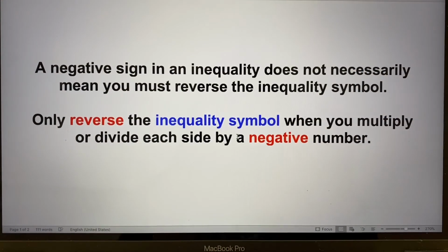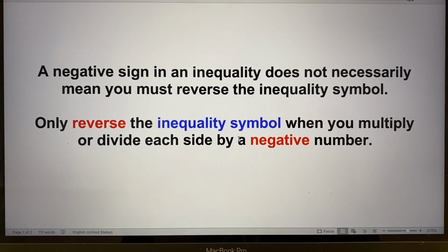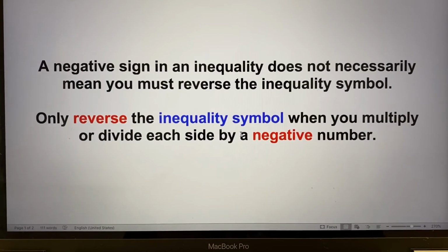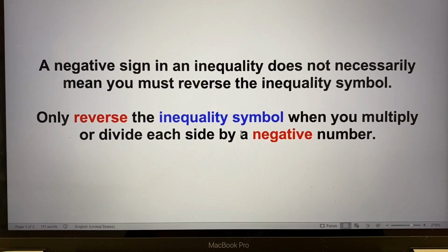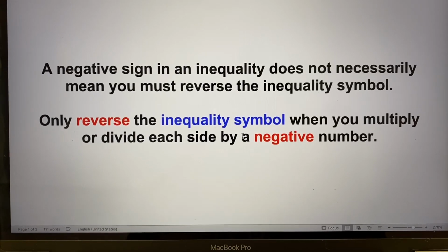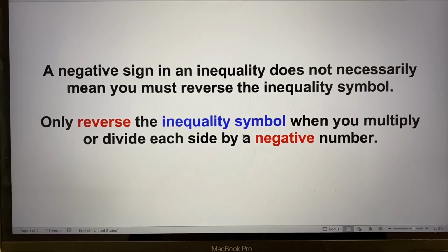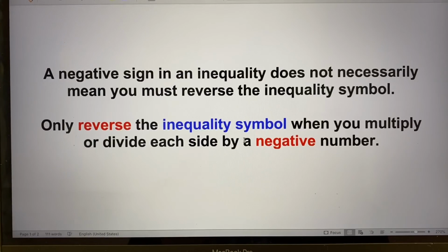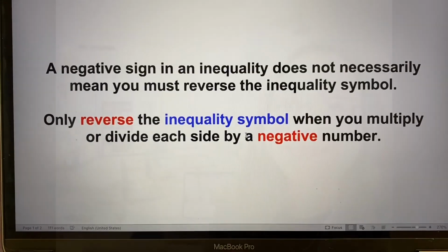A negative sign in an inequality does not necessarily mean you must reverse the inequality symbol. Only reverse the inequality symbol when you multiply or divide each side by a negative number.